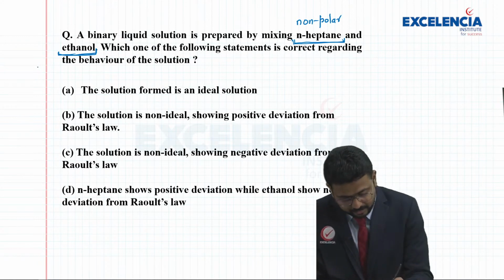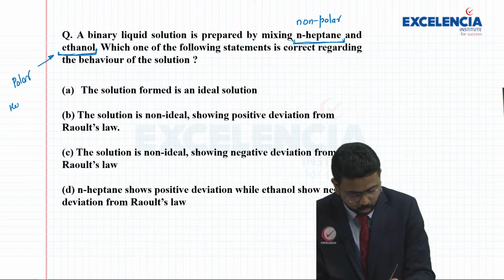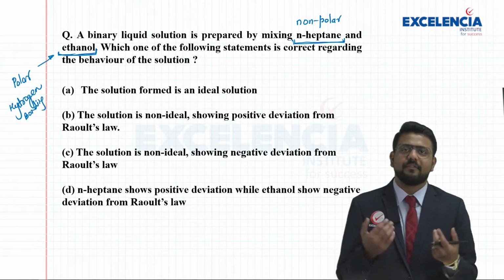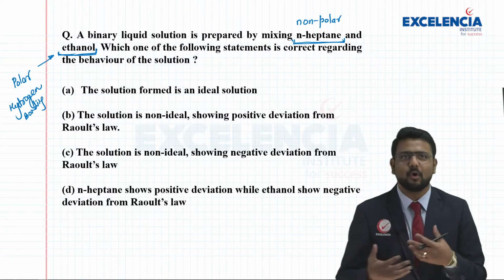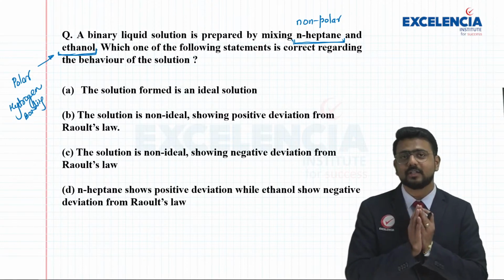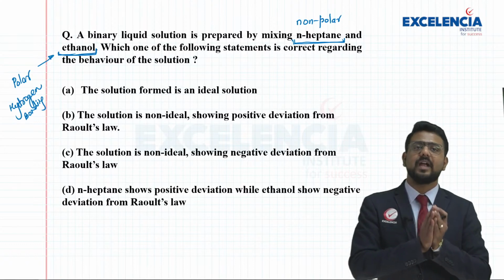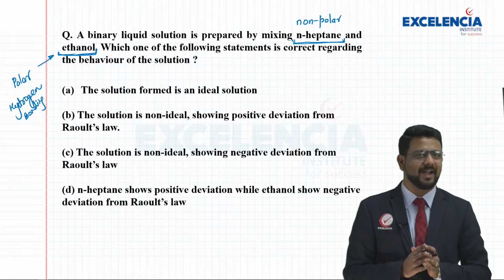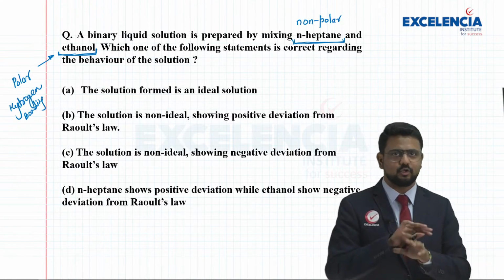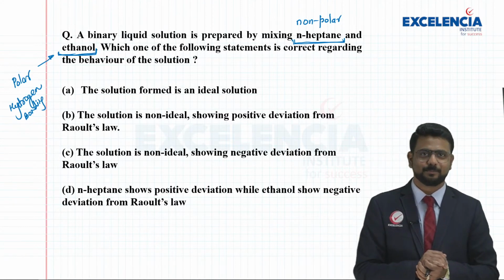And ethanol, we very well know that it is a polar molecule. In fact, it shows hydrogen bonding as the intermolecular interaction. So we can say here it is hydrogen bonding, right? Now they are mixed. So definitely when they are mixed, the interactions are not identical, and if the interactions are not identical, it is not going to form the ideal solution, right? Okay, so if you look at option A, the solution formed is an ideal solution, definitely is not the answer.